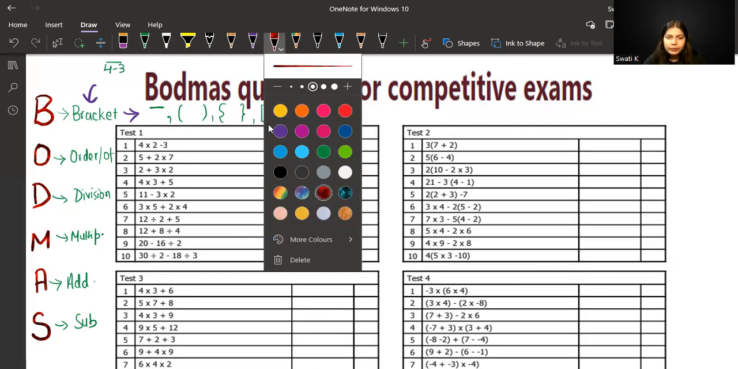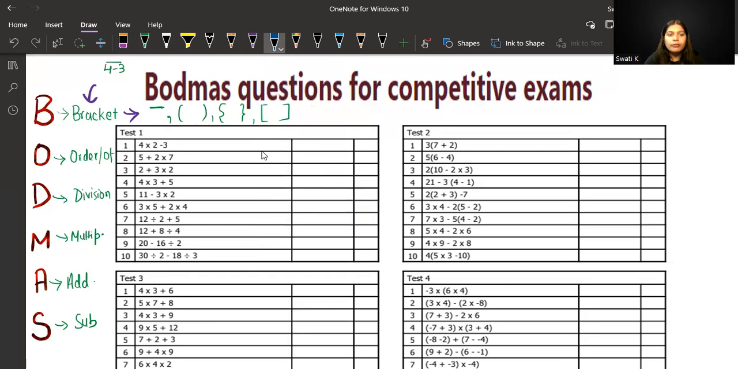Okay, let's start with the first question. The first question, as you can see, is 4 times 2 minus 3. This is a very simple question. Here we have two operations, multiplication and subtraction. Of course, multiplication will be preferred first because that is on top. So 4 times 2 is 8, and then minus 3, the answer is 5.